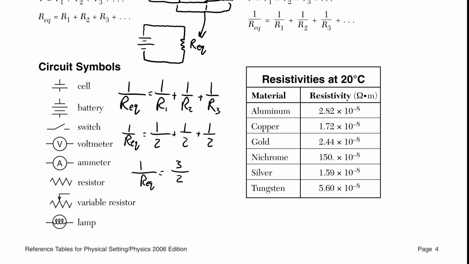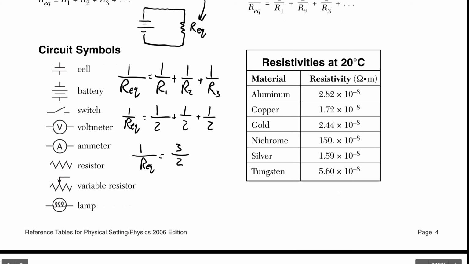So there are 2 choices. You could cross multiply. So 1 times 2 is 2. 3 times REQ is 3 REQ. And then you're going to divide like that. And then you get REQ is equal to 2/3 of an ohm, which is equal to 0.6 repeating ohms. So that's your answer. So that's the first way, the cross multiply.